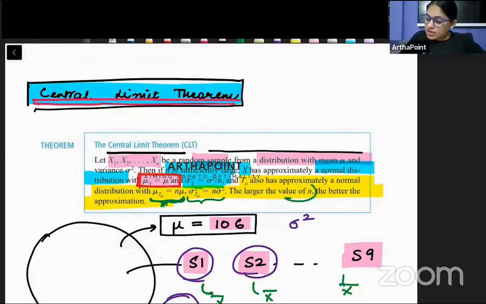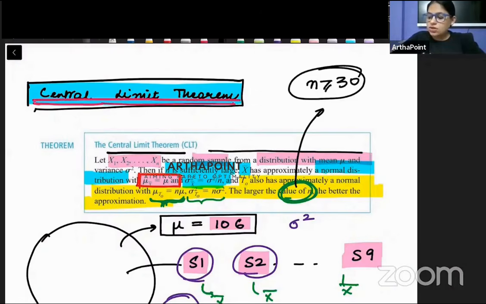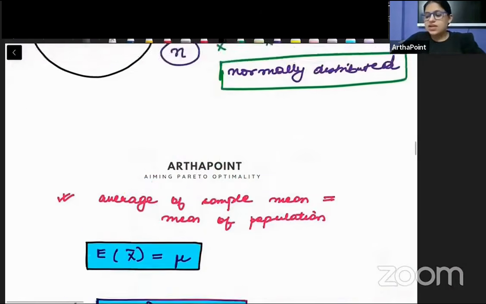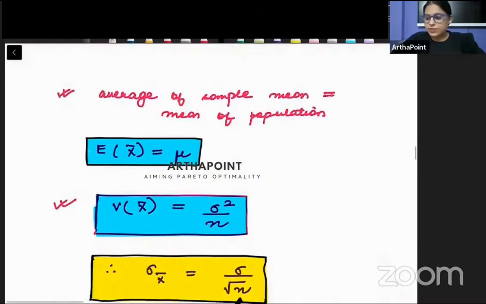अब क्वेश्चन ये है कि कितना बड़ा n होना चाहिए, how big the n should be. So the rule of thumb is that as long as my n is greater than or equal to 30, the central limit theorem will hold true. तब तक CLT hold true करेगा.